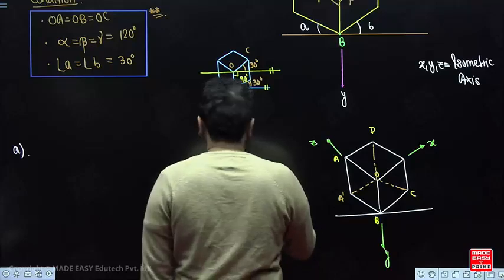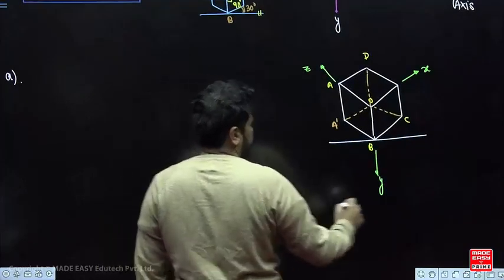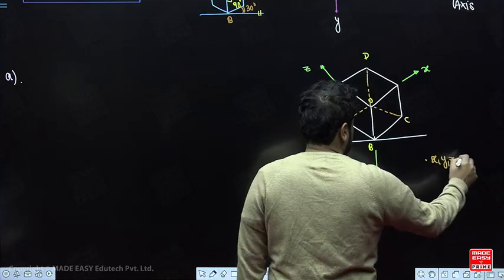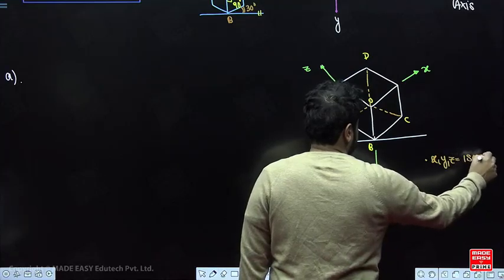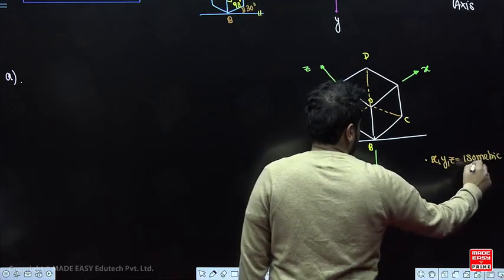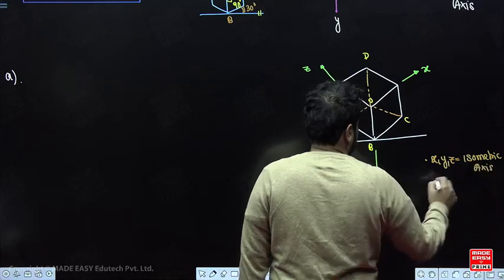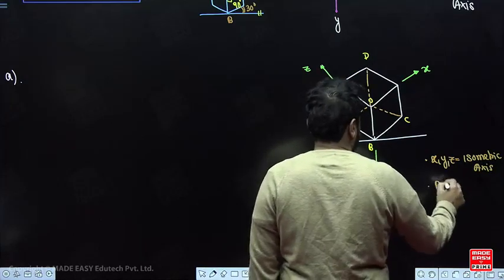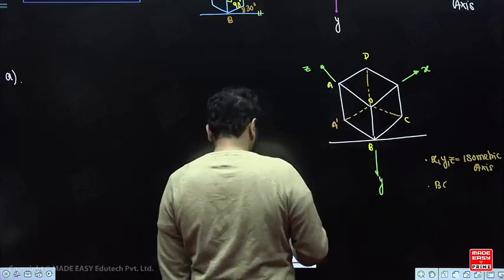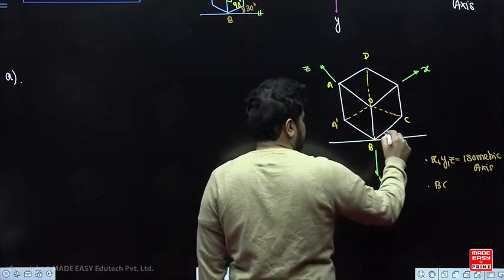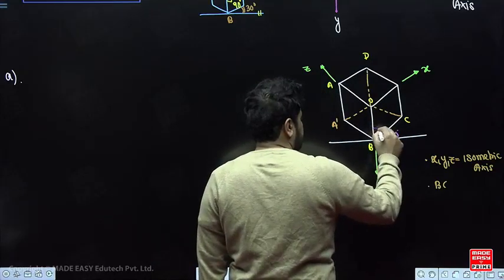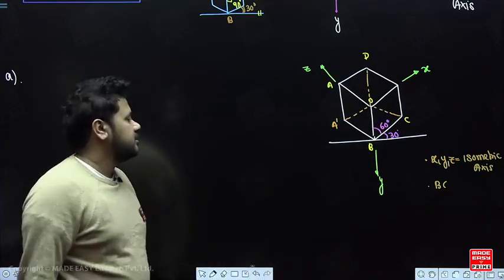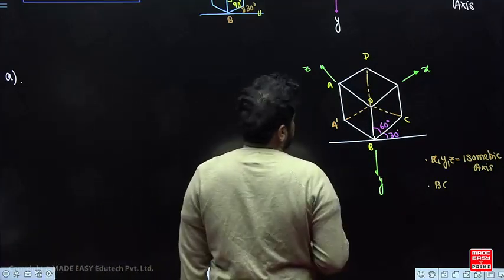Now I said that XYZ is nothing but your isometric axis, isn't it? That is what I told you. Now this BC line, correct. Now just tell me one thing, how much is this angle? You will say that this angle is 30 degree. So how much is this angle? You will say it is 60 degree, isn't it? Because it is a straight line, so 60 degree.